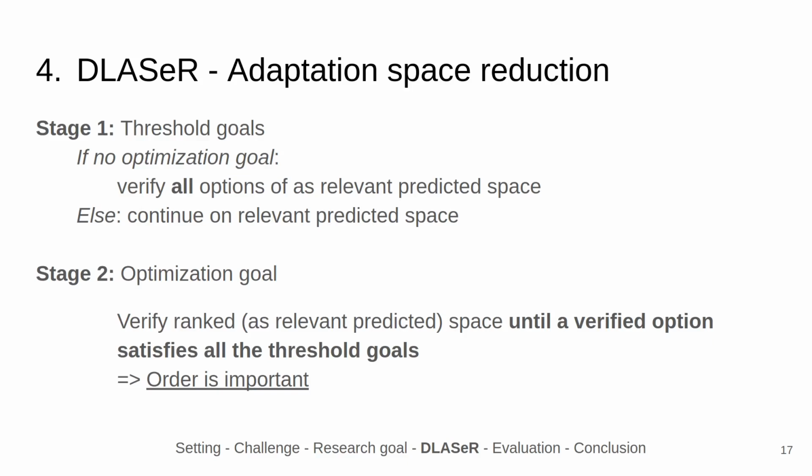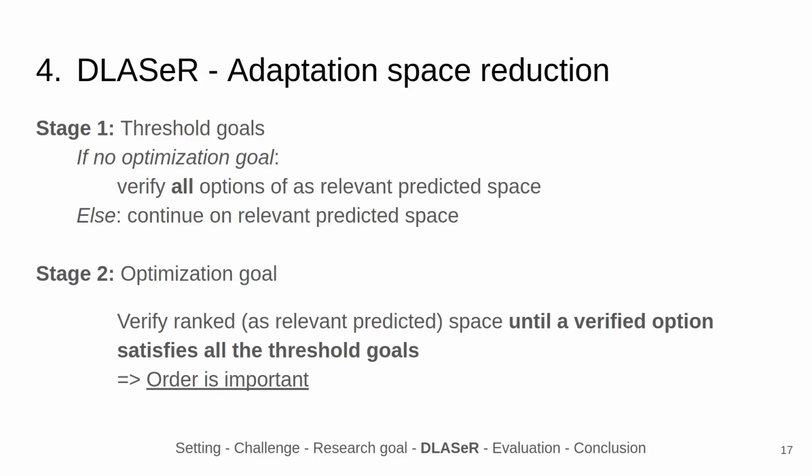So now we show how both are combined. This slide shows how the predictions of the threshold goals and optimization goals can be combined. We first perform the threshold stage, which will be followed by the optimization stage. For the threshold goals, the reduced adaptation space corresponds to the predicted subset of adaptation options for all goals. If there is no optimization goal, we will just verify all options of this predicted subspace, or of this reduced adaptation space. If there is an optimization goal, we will continue to the second stage, which is the optimization stage.